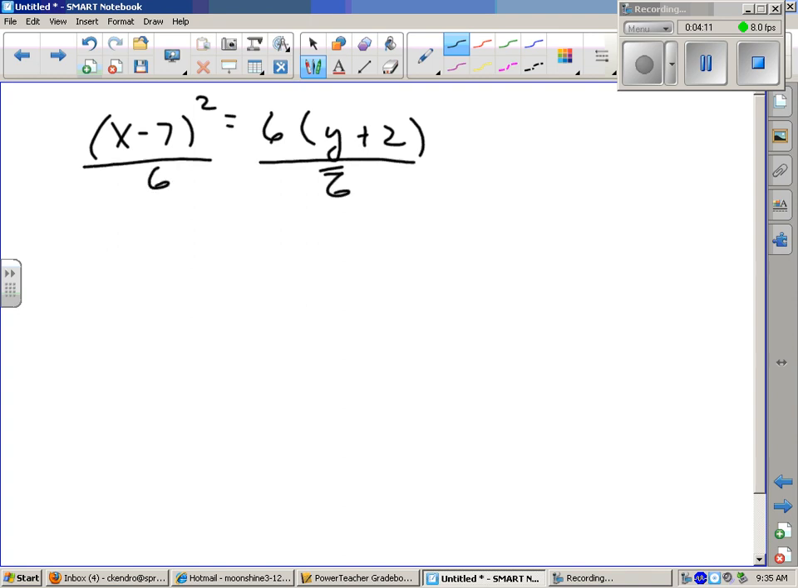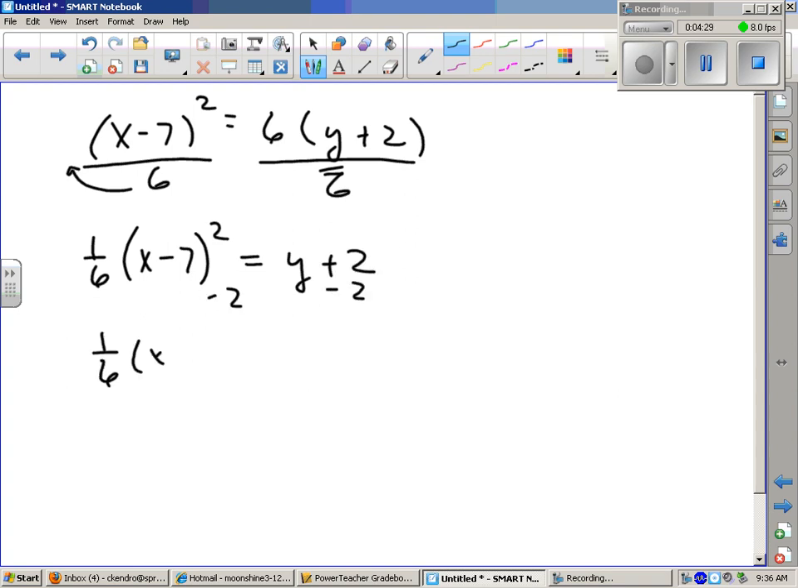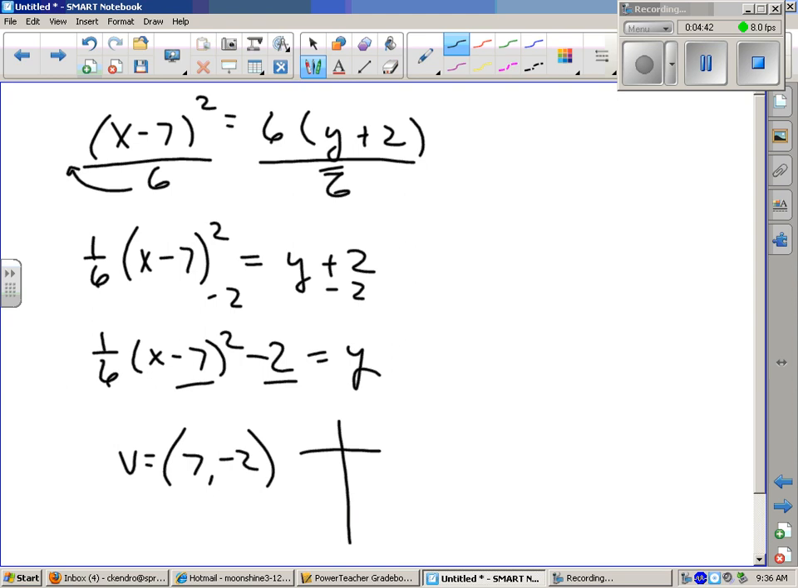Now this 6 can be written as 1/6 if I bring it out front. The reason I did that is because now this looks like the a of the standard formula. And then I have y plus 2, so then I want to subtract 2 from both sides. So I get 1/6 (x minus 7) squared minus 2 equals y. So now y is alone. Here's h and here's k, so the vertex is (7, negative 2). And then I can pick a couple more points.